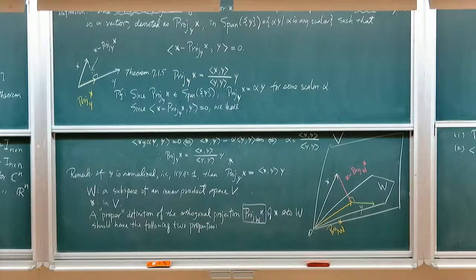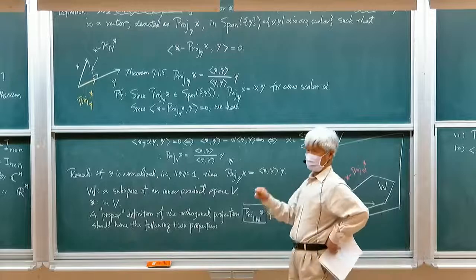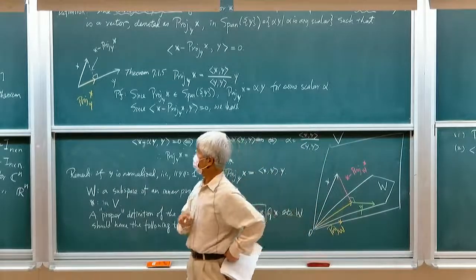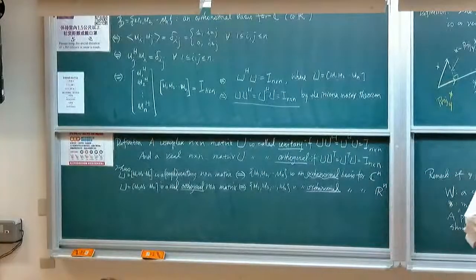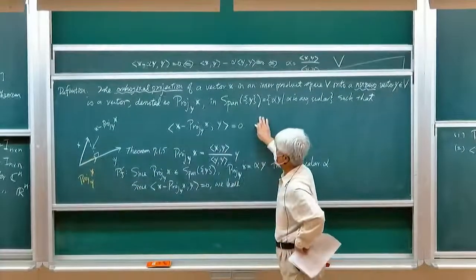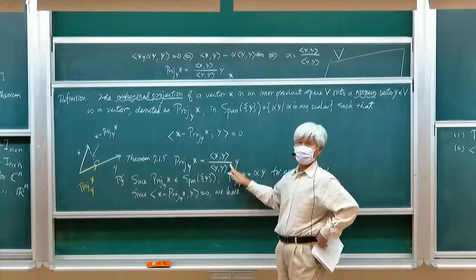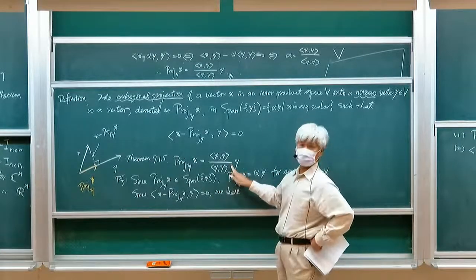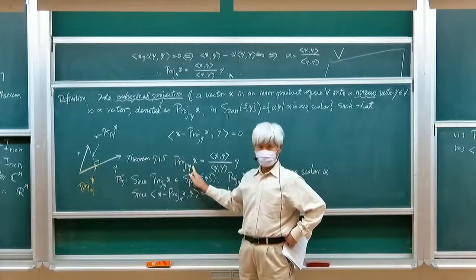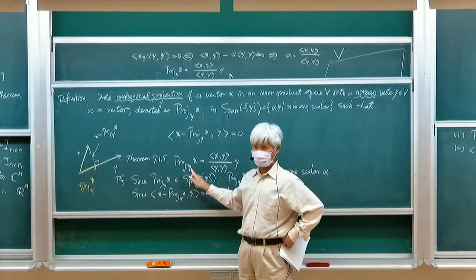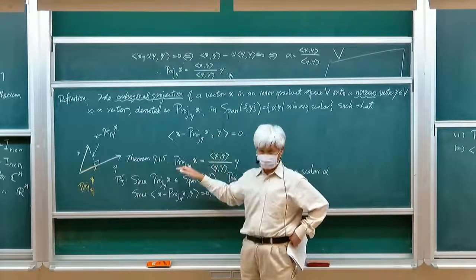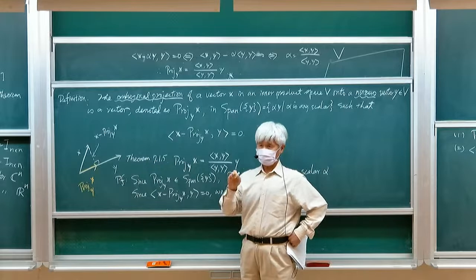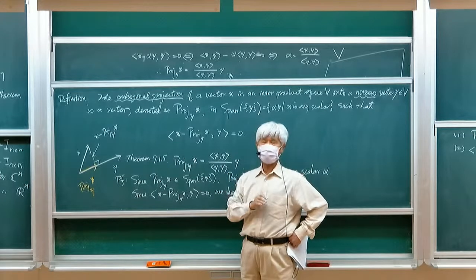Now, to justify that this definition works means that it is well defined, because in this definition, we immediately give you a theorem on how to find this orthogonal projection of X onto a non-zero vector Y, right? So a definition, and then you have a theorem to show you how to compute this orthogonal projection.